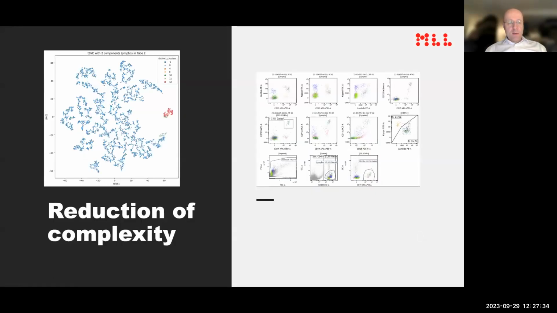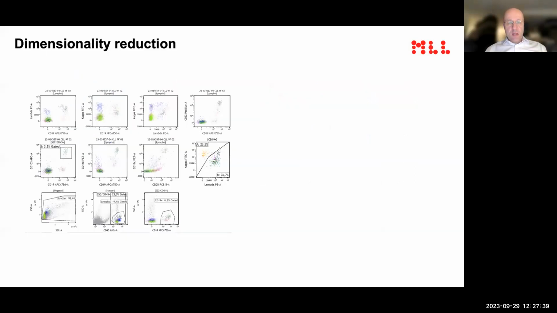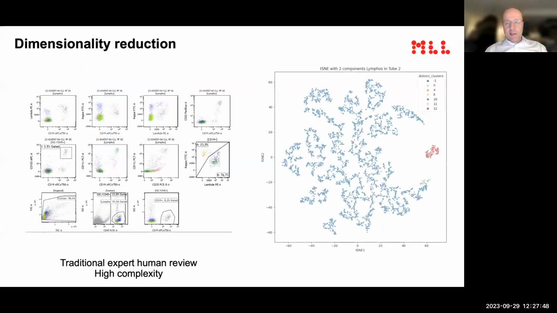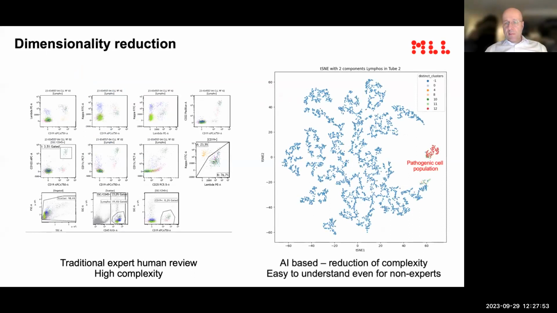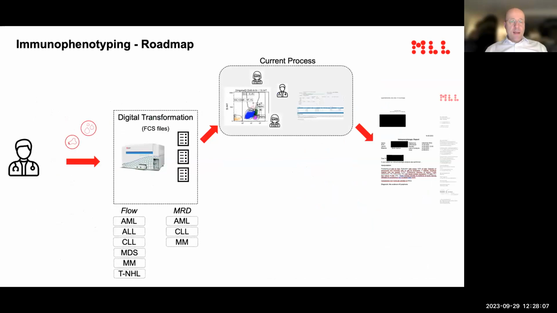And I would like to give you some insights into what we're working on now, which is the reduction of complexity. Here you see the conventional expert human review, which is highly complex. And here you see a t-SNE plot indicating the pathogenic population, which is AI-based and is easy to understand even for a non-expert. Everyone can see this red population, even if it had not been colored in red.